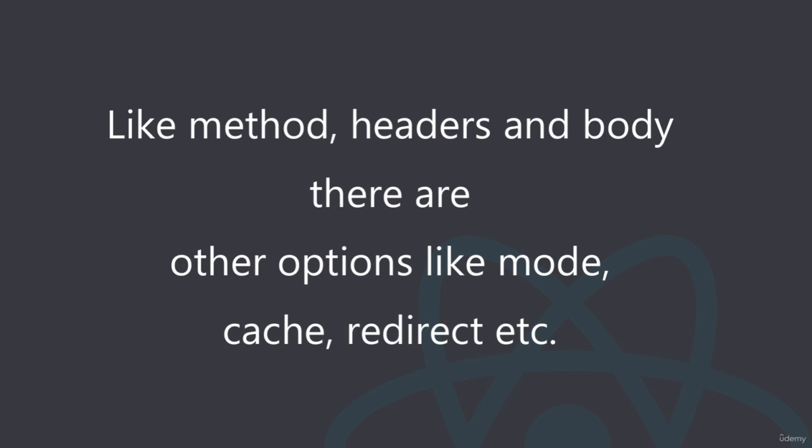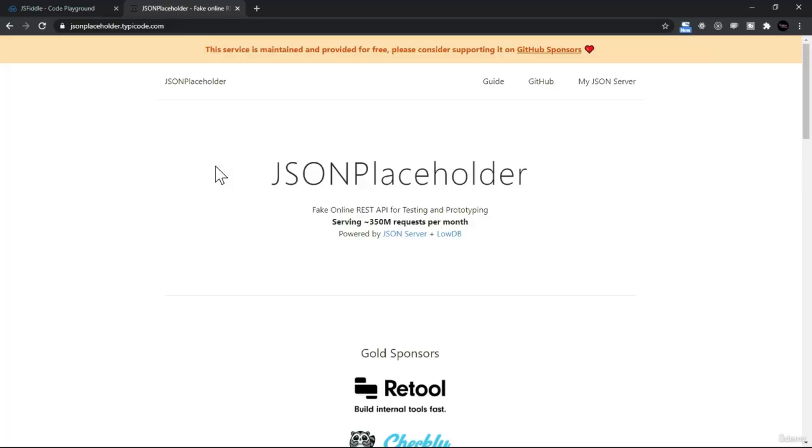Like the method, headers and body, there are other options, for example mode, cache, redirect, etc. We won't be looking at all the options in this section, but you will come across many of them during this series of tutorials. Let's make an example to get the data. We will use the same JSON placeholder API which we used with the XML HTTP request object.